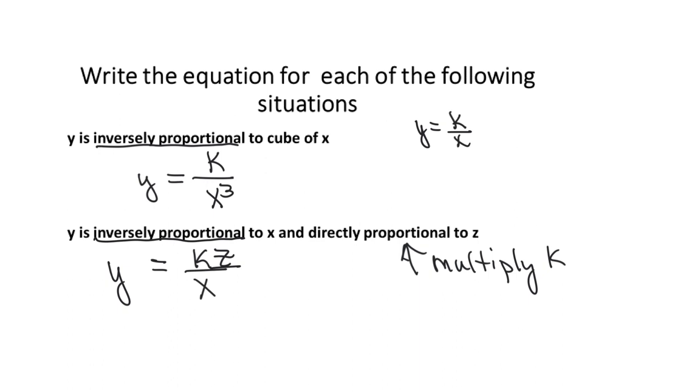So if you look at the problem and ignore that z, you've got the first step, which is y is equal to k over x. If you ignore the x on the bottom and you just look at the top part, that is the part that represents y is directly proportional to z. So if the second part is directly proportional, it's going to go on top. If the second part had said inversely proportional, you would have put it on the bottom.